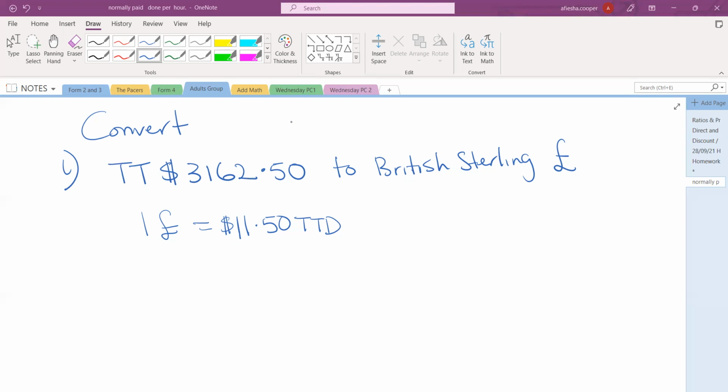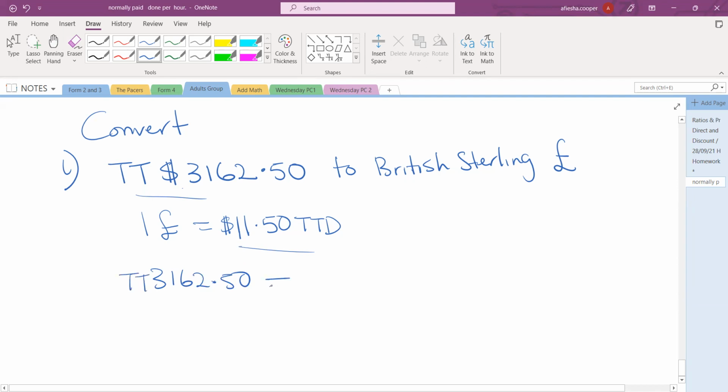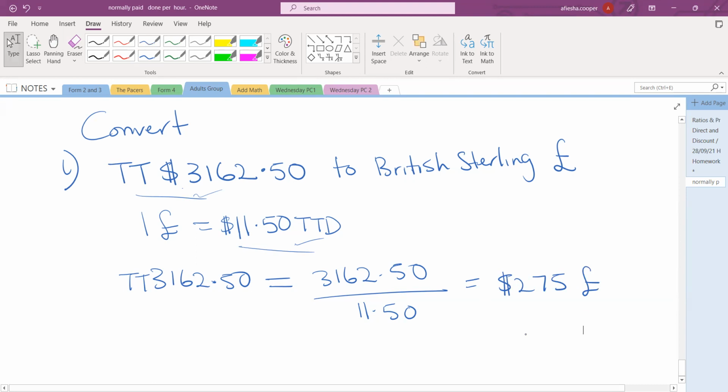Do we divide again? So we have TT dollars to convert, and we know that every 11.50 is going to give me 1 sterling. So yeah, we divide. So I hope that you all are seeing how the division and multiplication comes into play. 3,162.50, and we divide to see how many groups of 11.50, because that's TT divided by TT, right? And that will be 3,162.5 divided by 11.5, which is 275 sterling, right? Sterling.